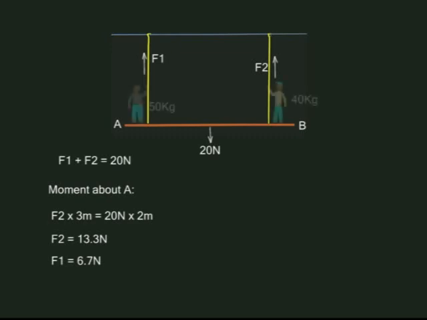So adding the boys, we shall have on the right hand side 13.3 newtons plus 400 newtons, that is 40 kilograms equal to 400 newtons, which gives us 413.3 newtons. On the left hand side, we shall have 6.7 newtons plus 500 newtons, which again gives us 506.7 newtons.